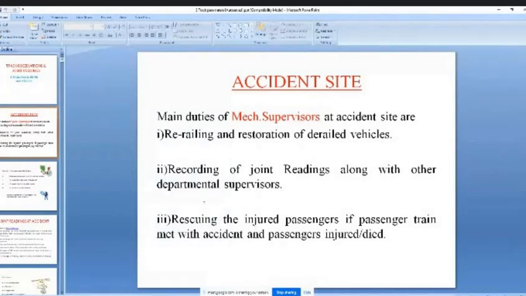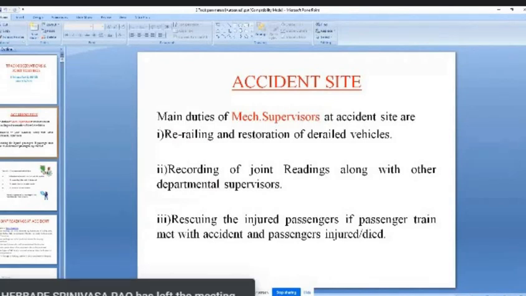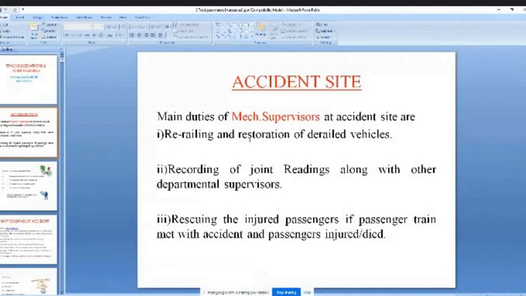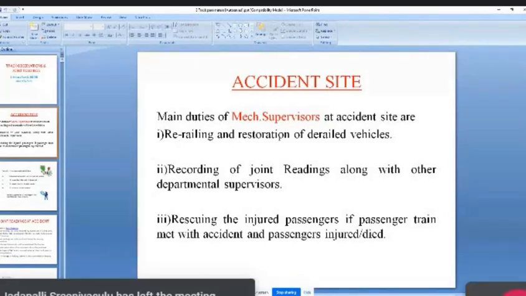See here, 3 points. Whenever the mechanical supervisor goes along with the ART team, he has to do 3 things. Re-railing and restoration of derailed vehicles. Whatever vehicles are derailed, he has to concentrate on restoration with the help of the ART or a crane, whatever is there.